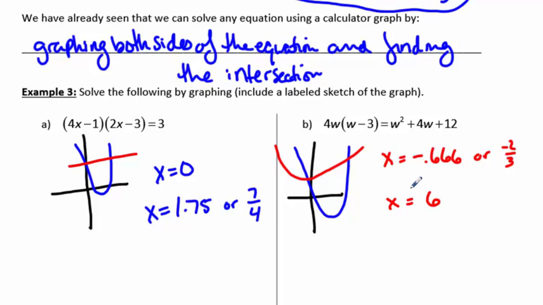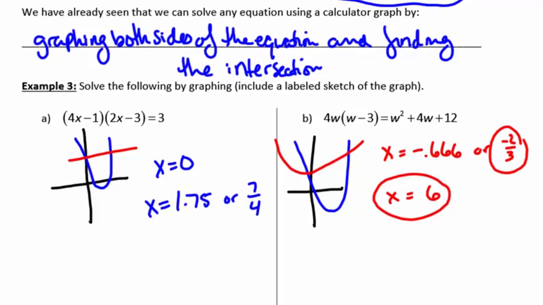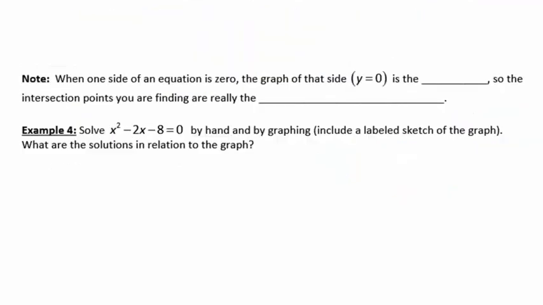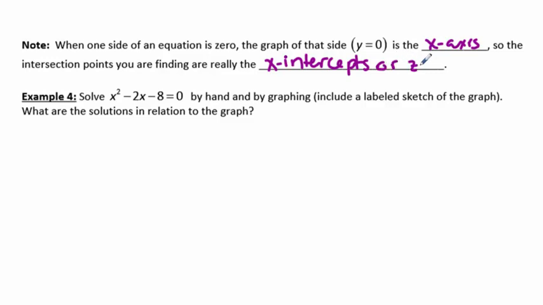The calculator wasn't as precise though. It gave us this repeating decimal, so we really do want to represent that as negative 2/3, or x equals 6 is the other solution. Note that when one side of the equation is 0, the graph of that side is y equals 0, and y equals 0 is the x-axis, so the intersection points that you're really finding are the x-intercepts, or the zeros.